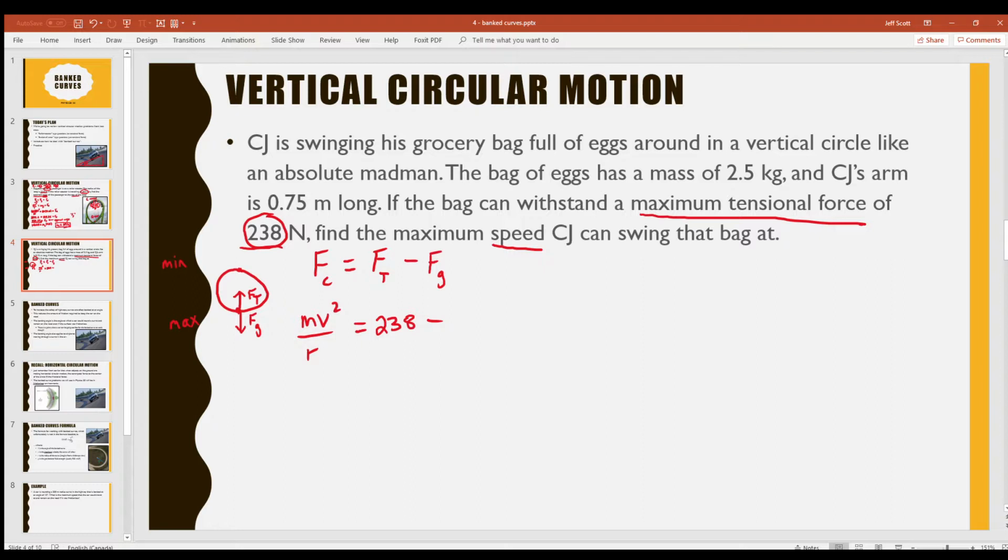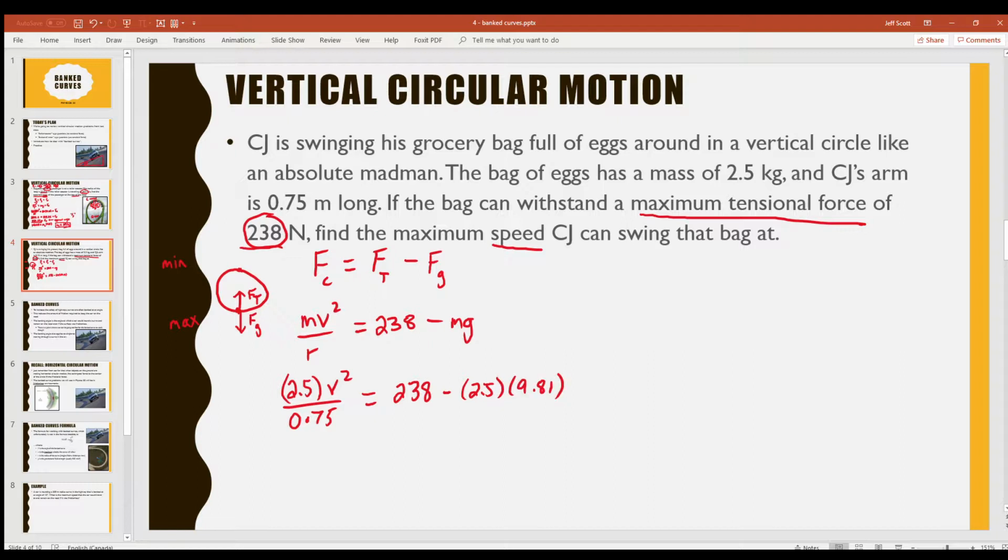And your force of gravity, as always, is mass times the gravitational field strength, so m times g. Now, let's fill in the numbers that the question actually gave us, because it looks like we have most, if not all, of this information other than speed. The mass was 2.5, so 2.5 times v squared. We don't have v, but we want to find it. Divided by r, which was given to us as being 0.75, equals 238 minus your mass, which again is 2.5, times gravity, which is 9.81.